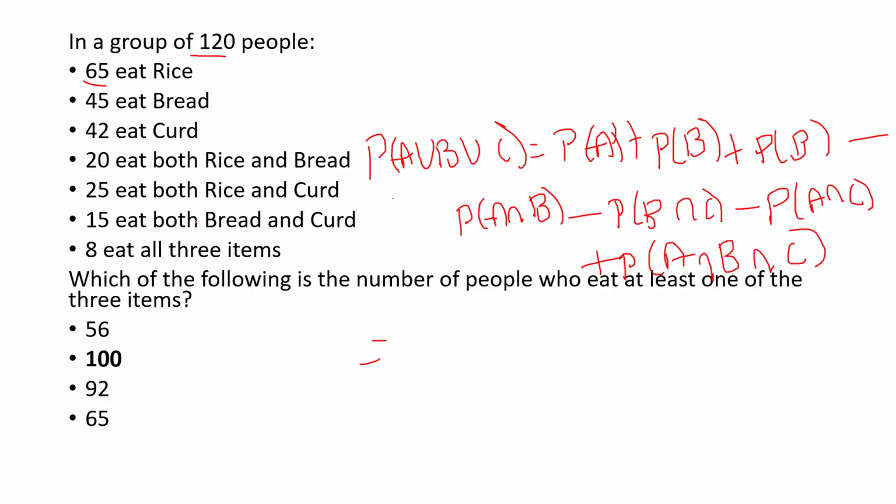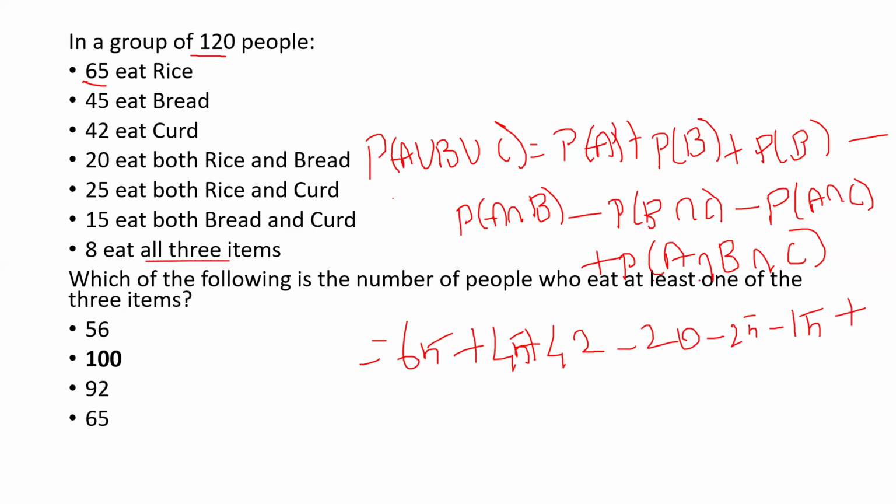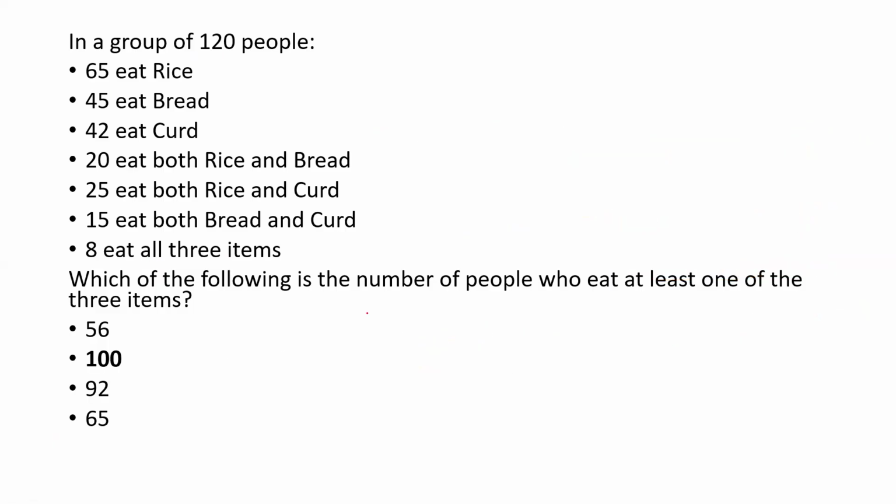Okay, now we can see, first one 65 for rice, plus 45, plus 42, minus both rice and bread 20, minus 25, minus 15, plus those who eat all three items. This is called A intersection B intersection C, which is 8. So we can do this sum this way, one of the methods. Another very important method, I already have taken that also, is the Venn diagram method.